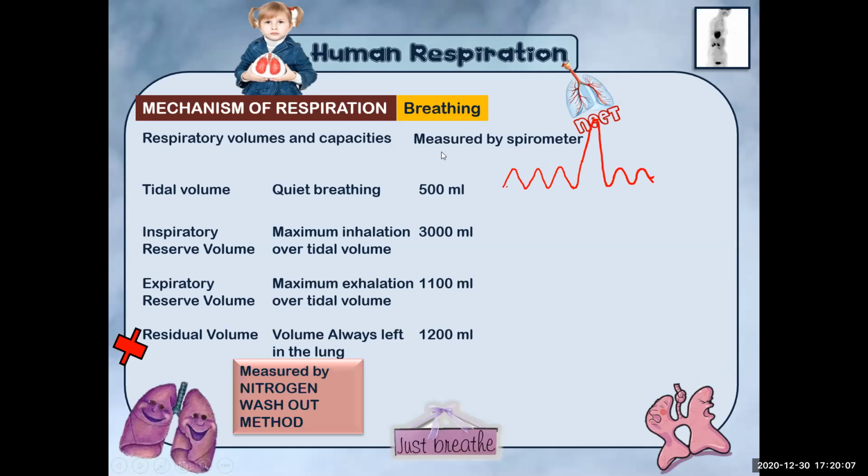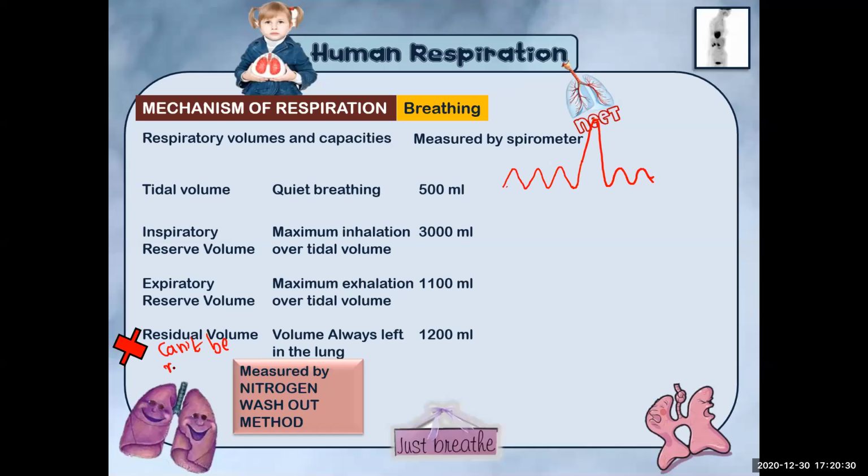So respiratory volumes and capacities are measured by spirometer. Out of that, tidal volume, inspiratory reserve volume, expiratory reserve volume, and residual volume are 4 volumes. Out of this, residual volume cannot be measured. Residual volume can't be measured by a spirometer.